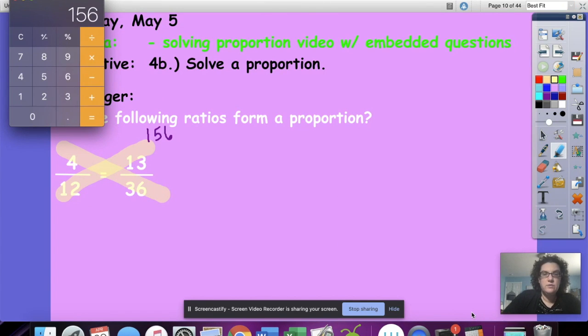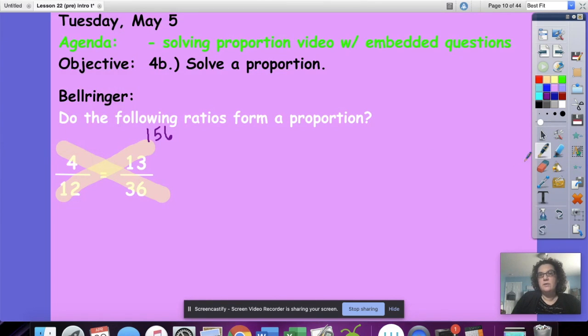So let's check this one here. Let me clear this out. And now we want to do 4 times 36. And if I multiply 4 by 36, I'm close, but I have to get exactly 156, which I do not. So I can cross out that equal sign, and I can say that my answer for the bell ringer is no. These ratios do not form a proportion.